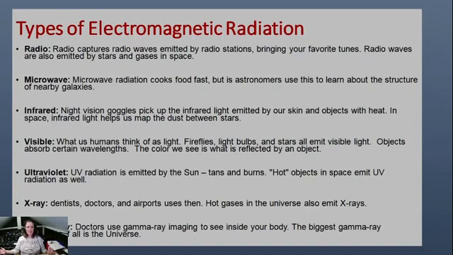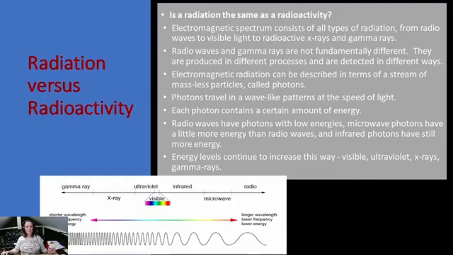Gamma rays. These gamma rays are used to image some things inside your body. And it's interesting to think about the biggest gamma ray generator of all is the universe. So gamma rays are everywhere. So we think of them as something we have to be careful of course, but they're all over the universe.